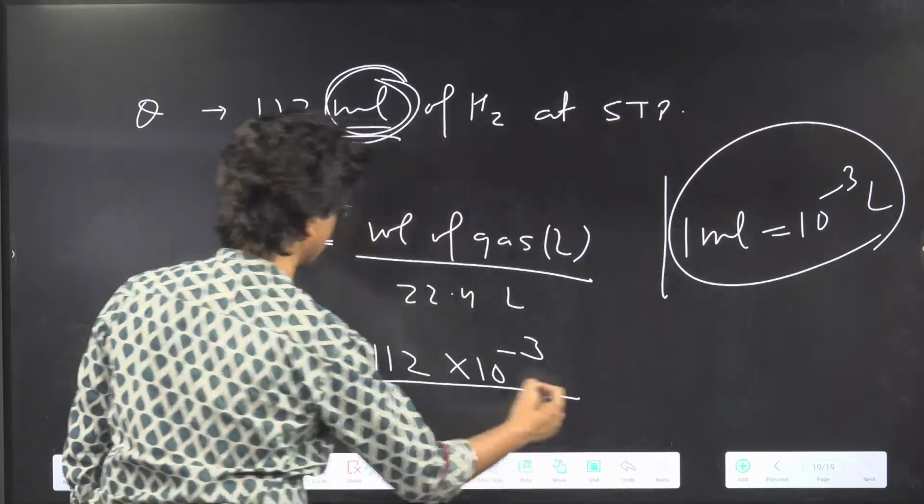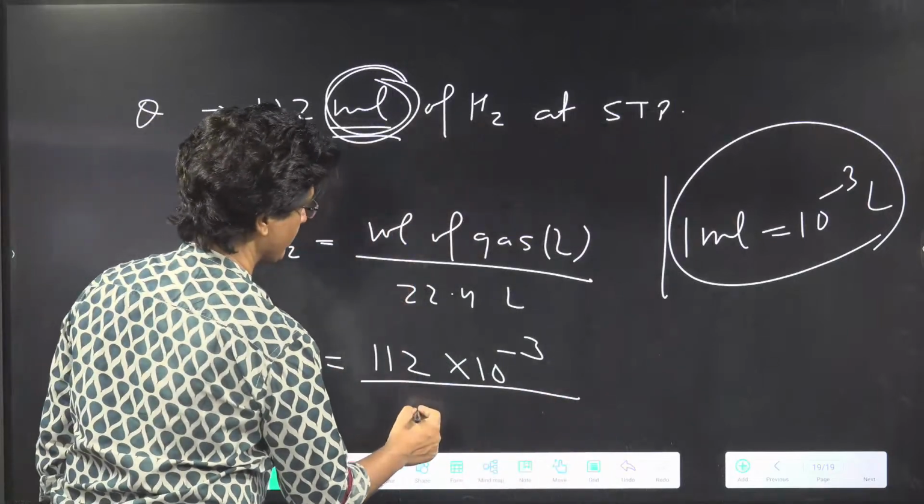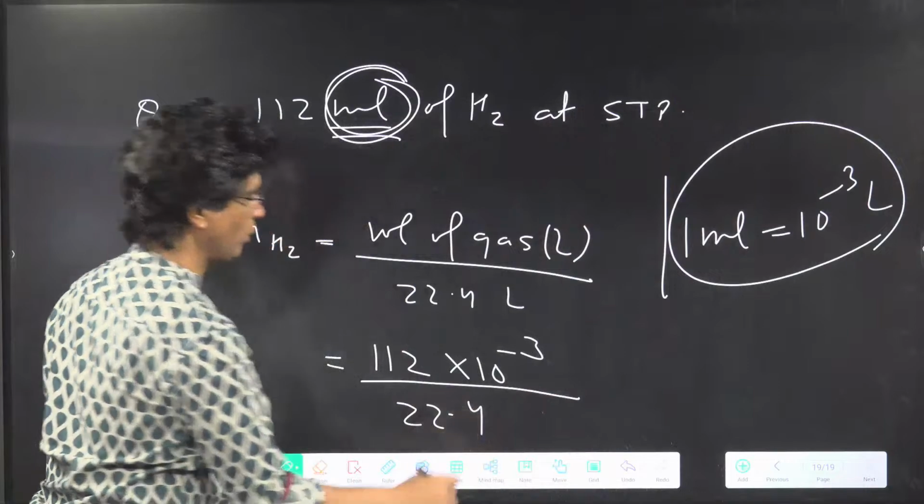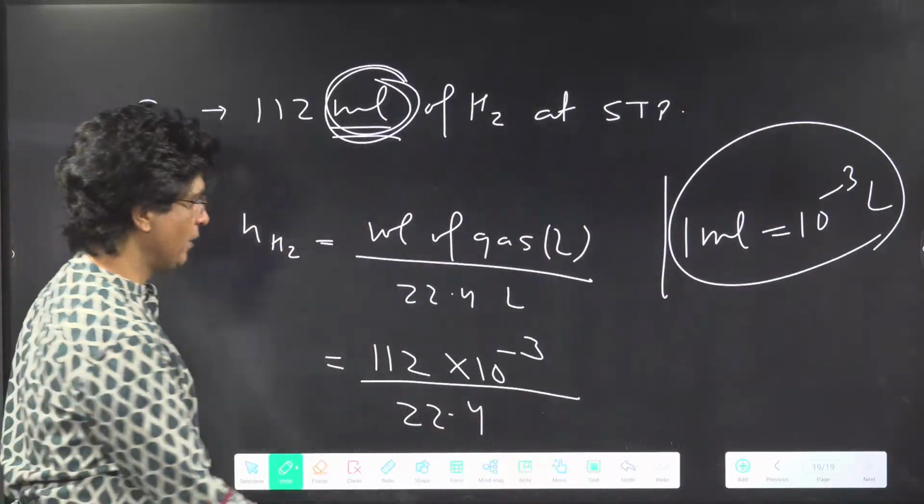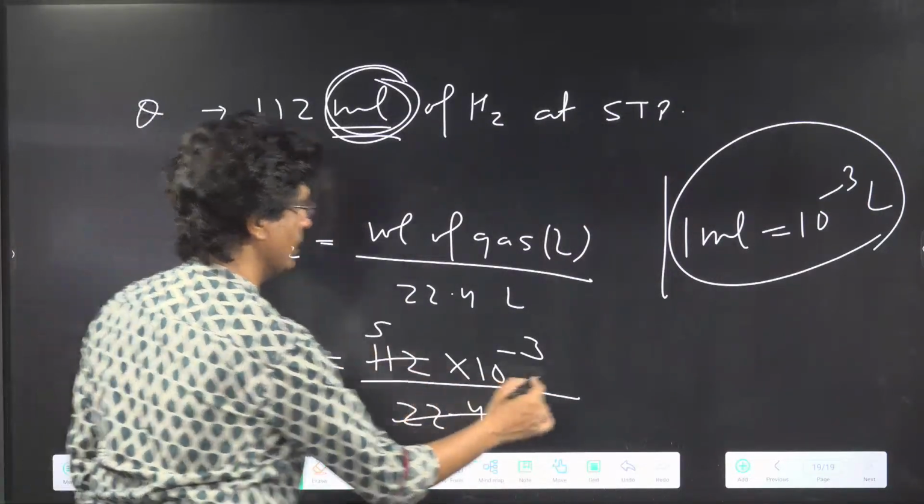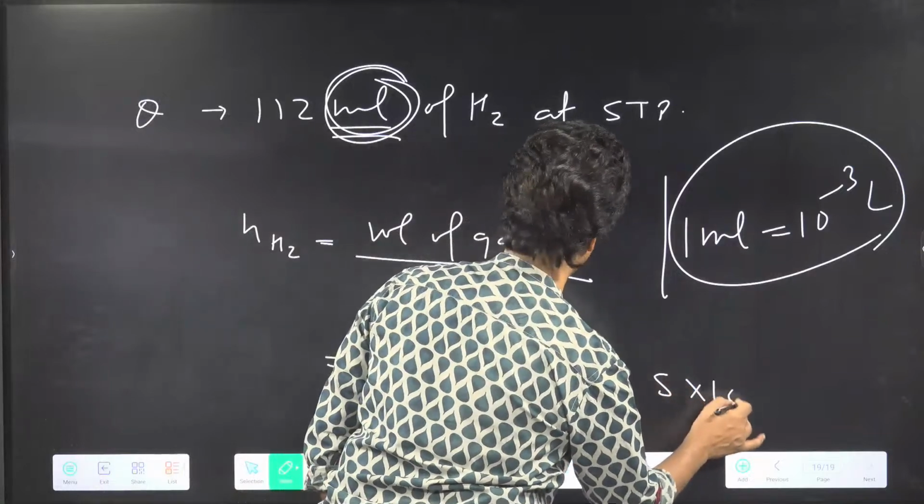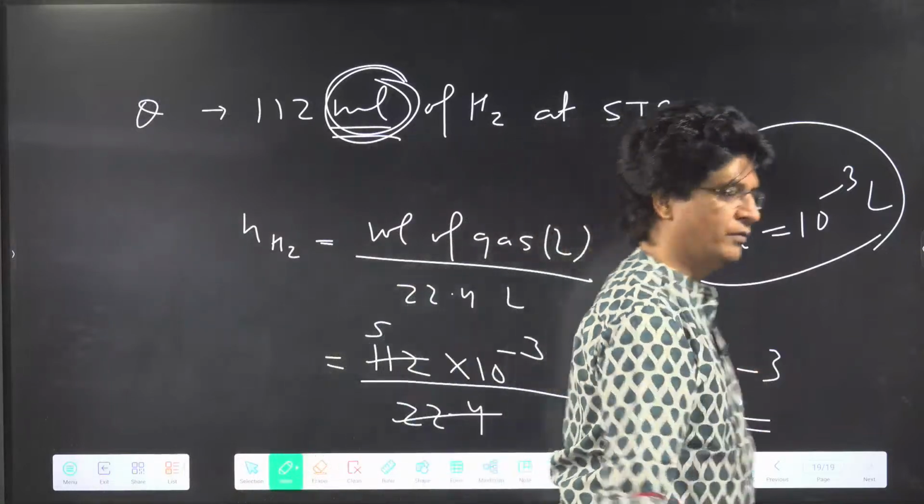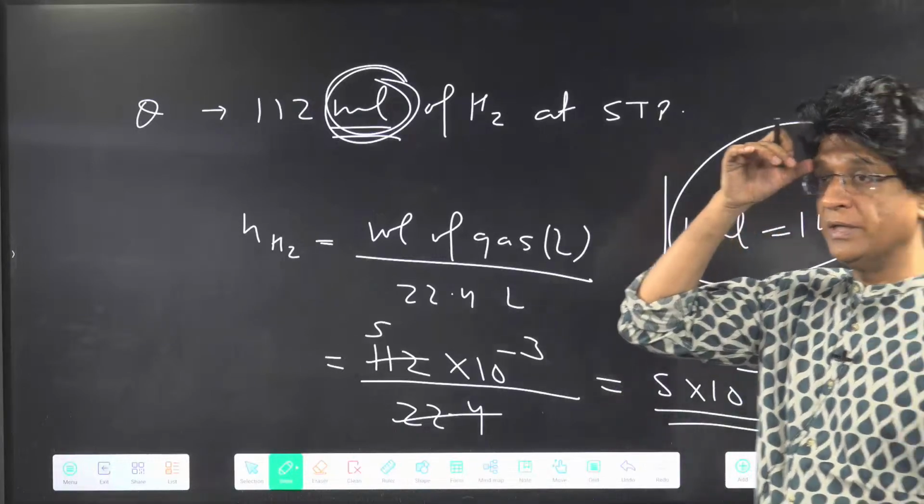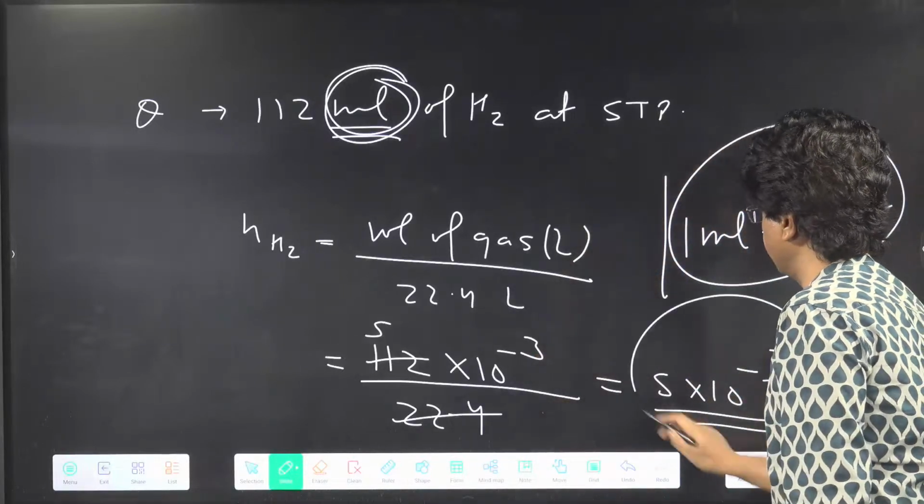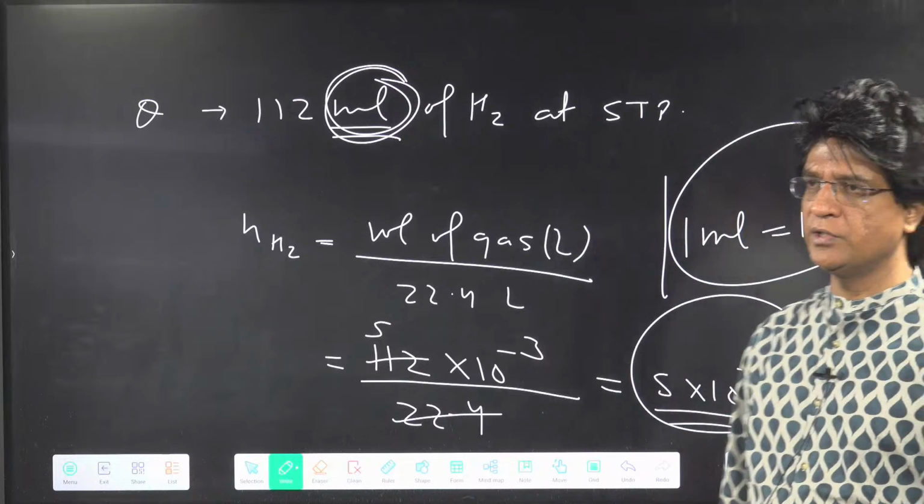Once you're done with that, how much will this be? Come on. Divided by 22.4, yes or no? And now this will actually be 5 into 10 to the power of minus 3. These many moles are there. 0.005.